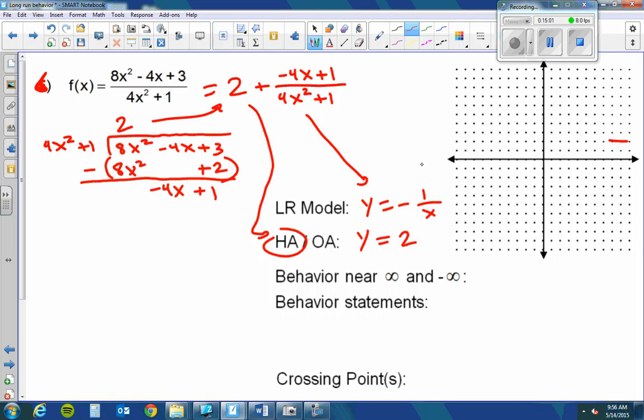Okay? All right, let's finish this. Draw y equals 2. And if it's negative 1 over x, then it's below on the right again and above on the left, like the last example. I'm sorry, but I want to get through this so you can have some practice in class.